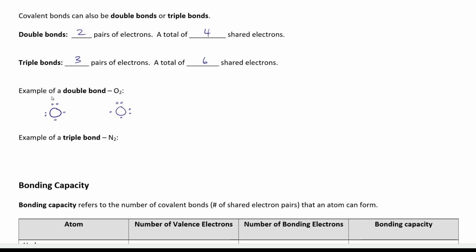What will happen here is that these 2 electrons will come together to form a covalent bond, and these 2 electrons will come together to form a covalent bond. And what we end up with is an oxygen that has made a double bond with another oxygen atom.